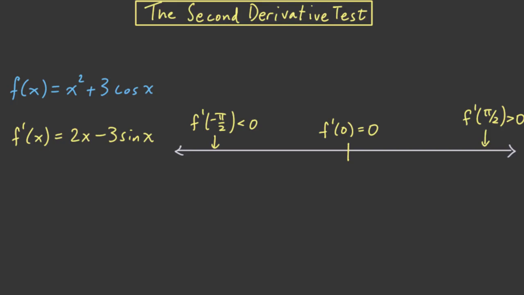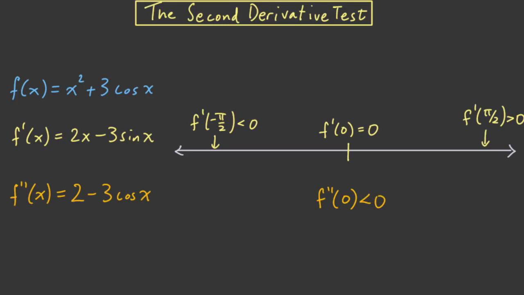Can we find all of the critical points? Well, that would require solving the equation f prime of x equals 0, or 2x minus 3 sine x equals 0. And I don't know how to do that algebraically. That's a little bit of a problem. We could solve it numerically, but that's pretty time-consuming. Luckily, there is another way, and it involves not just the first derivative of f, but also the second derivative. f double prime of x equals 2 minus 3 cosine x, and so f double prime of 0 is minus 1, which is negative. What does that tell us?